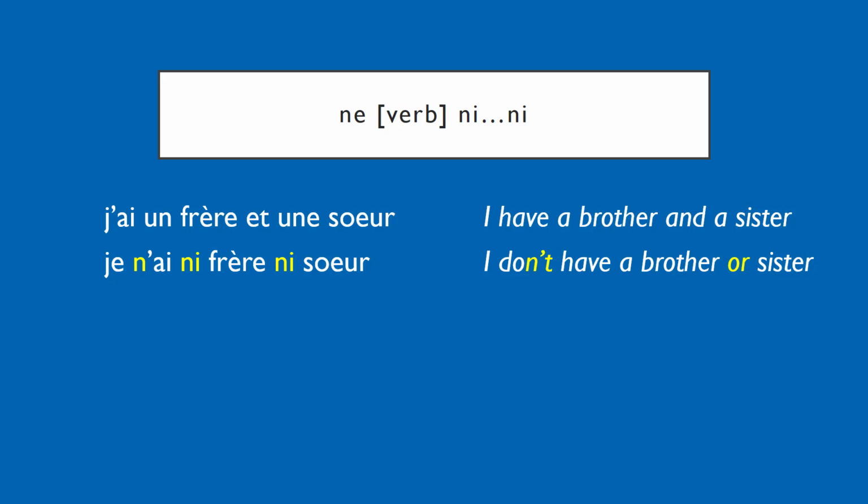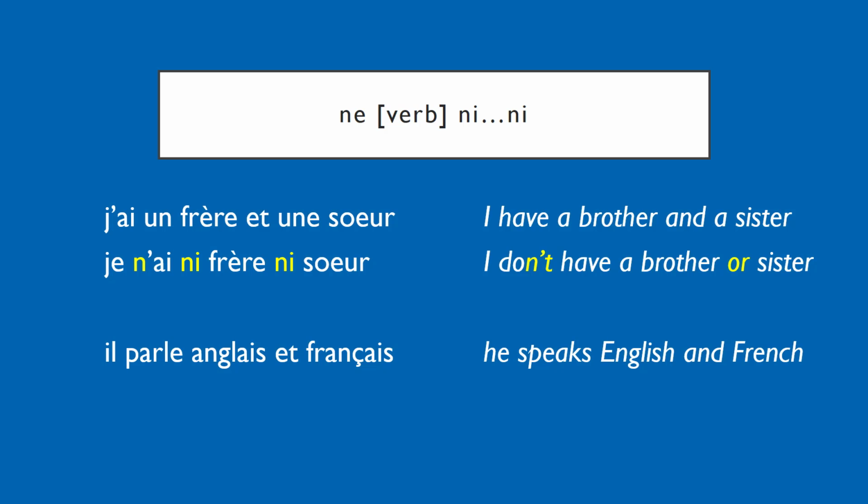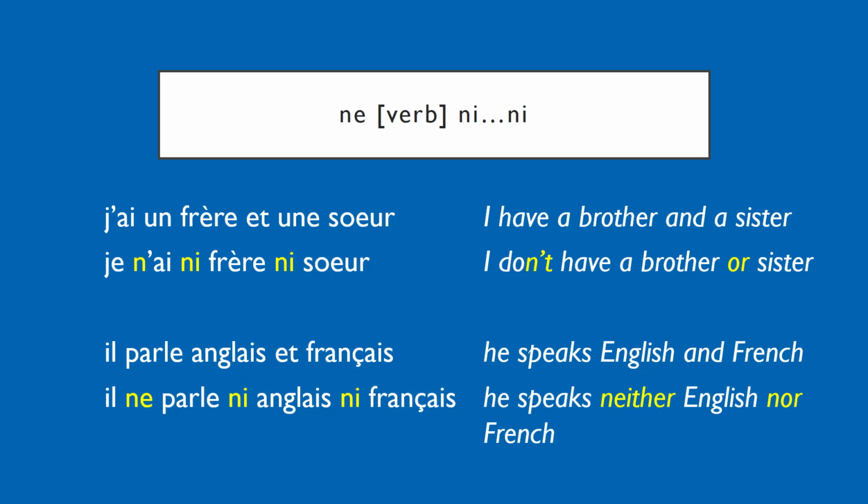Also notice that when we use ni, we no longer need the article. So we say j'ai un frère et une sœur, but je n'ai ni frère ni sœur, not ni un frère ni une sœur. Another example, il parle anglais et français, he speaks English and French. Il ne parle ni anglais ni français, is he speaks neither English nor French, or of course, he doesn't speak English or French.